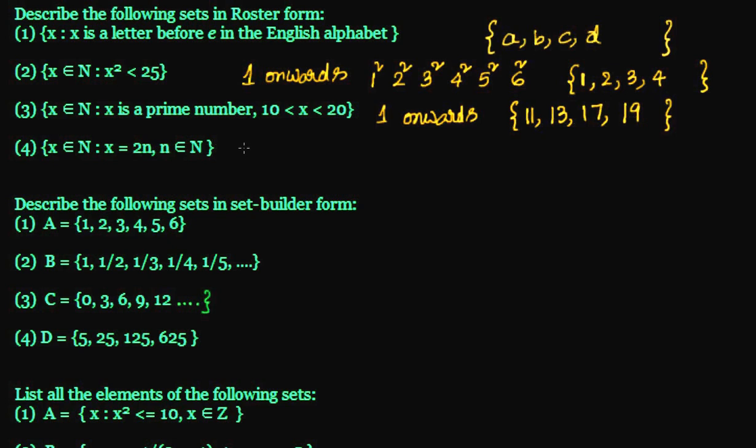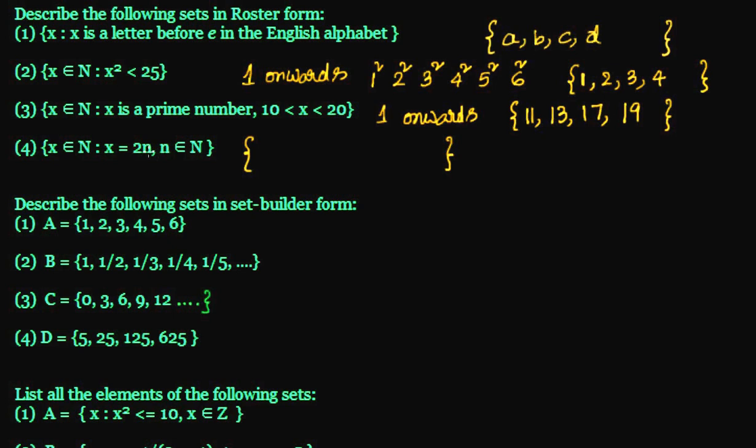Let's look at the fourth one. x belongs to N, again x is a natural number. x is 2n. What is the meaning of that? You take a number, multiply with n, and n also belongs to N. That means what you are saying actually is multiples of 2 starting from 1. So how will it look? x belongs to N, x starts from 1 onwards. n also belongs to N.